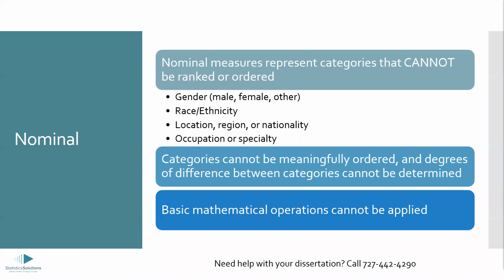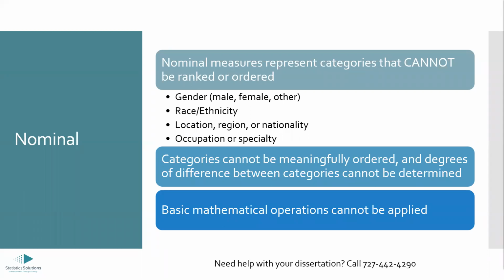And the final level of measurement is nominal. This is similar to ordinal in that we're dealing with categorical data. But for nominal data, we cannot rank or order these categories in any meaningful way. So nominal data would include things like gender. You might have categories of male, female, and other categories of gender.